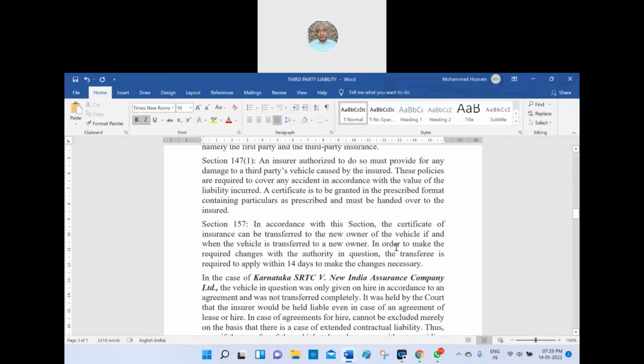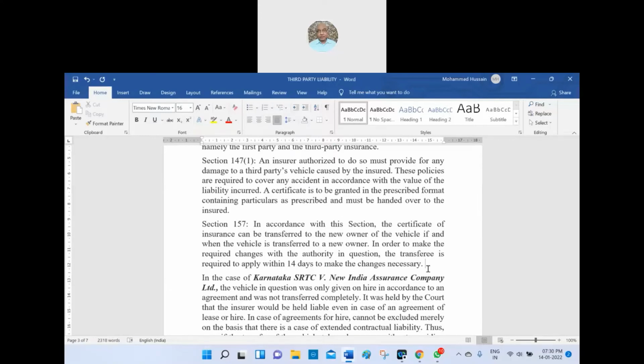Yes, in Section 157, in accordance with this section, the certificate of insurance can be transferred to a new owner of the vehicle when the vehicle is transferred. In order to make the required changes with the authority in question, the transfer is required to be applied for within 14 days. So, whenever a person has purchased a vehicle and later sells it, at that instant he has to bring it to the notice of the insurance company to change from his name to the new purchaser's name. Otherwise, there will be a litigation problem.